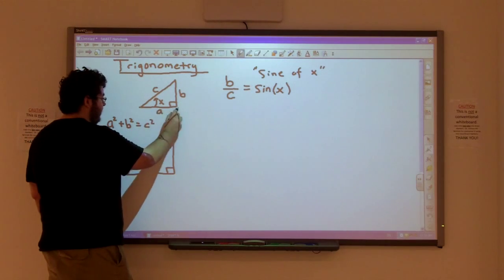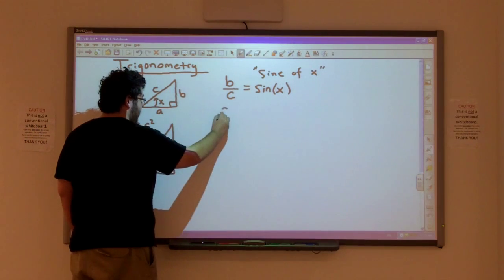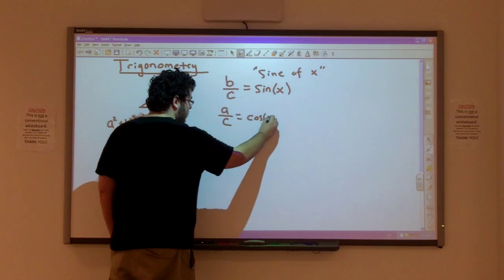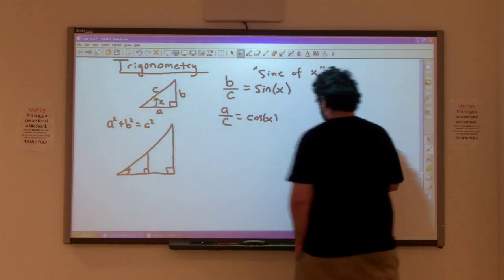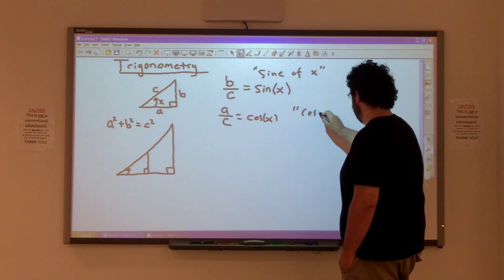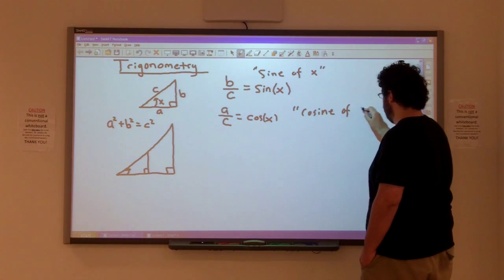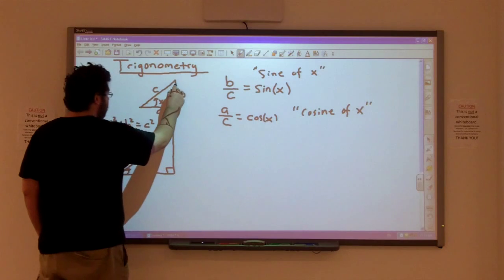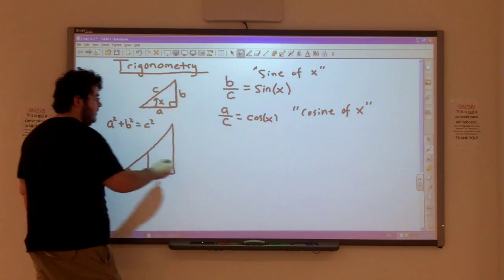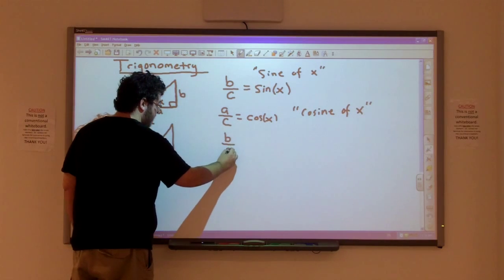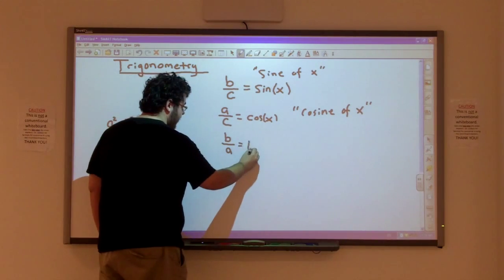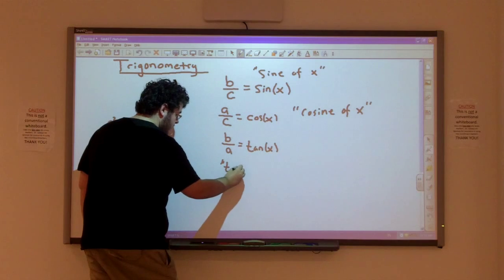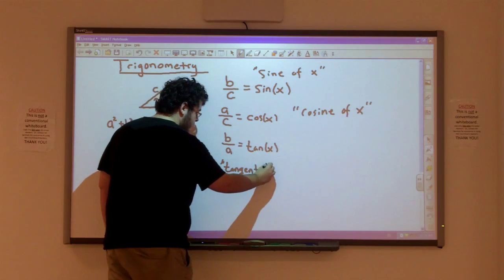Similarly, we can look at the ratio of this side to the hypotenuse. We say A over C. We'll call that the cosine of that angle. And if you were to write that out, it would be spelled cosine of x. Okay, so let's look at the last ratio we're going to look at today, and that is the opposite side over the adjacent side. So we have B over A. We call that the tangent of the angle. That's written tangent of x.